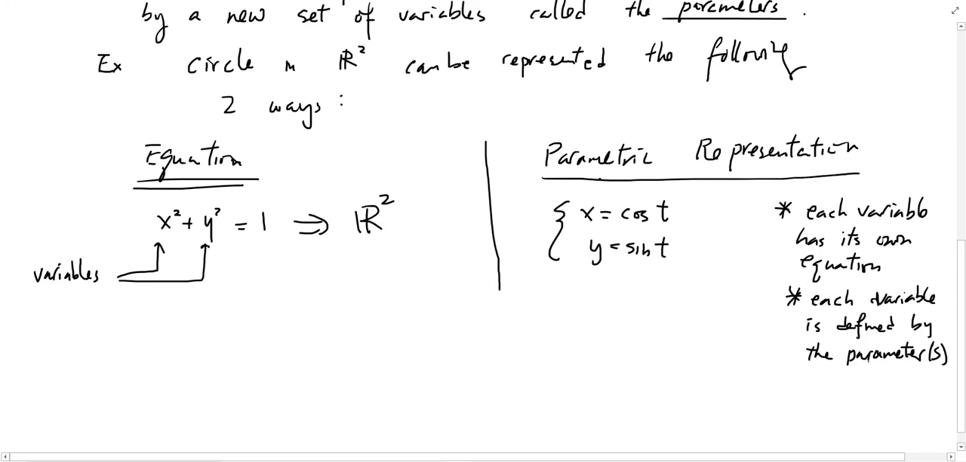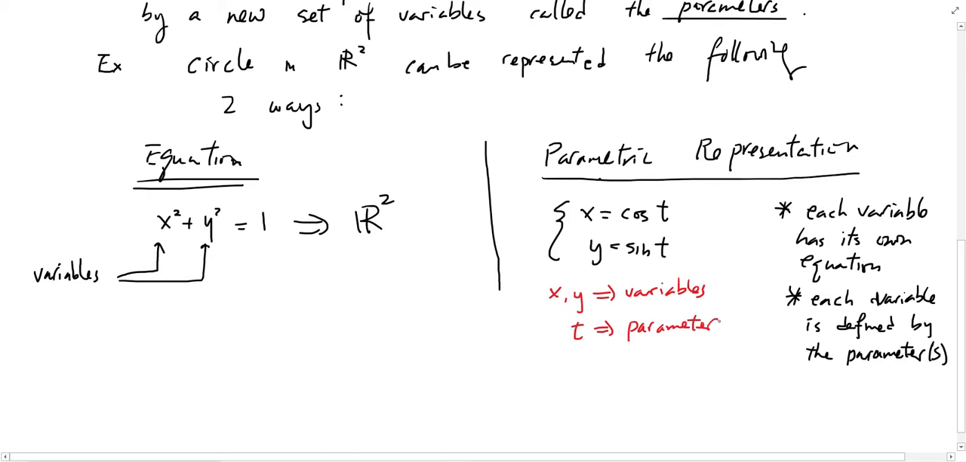Okay, so very different, because in this scenario right here, x and y are the variables, and then t is what we call our parameter.